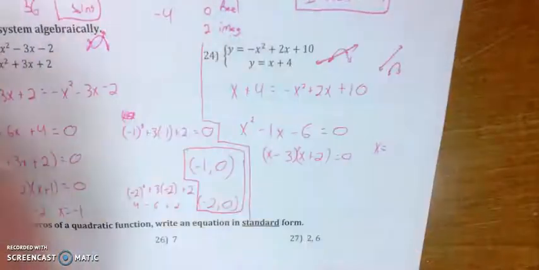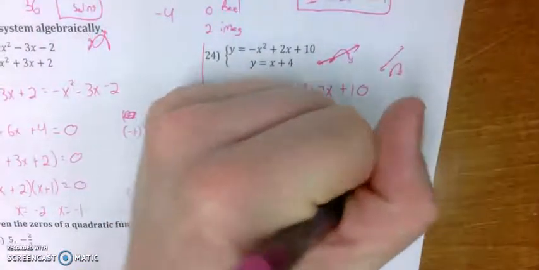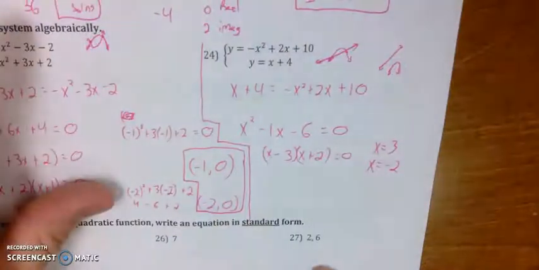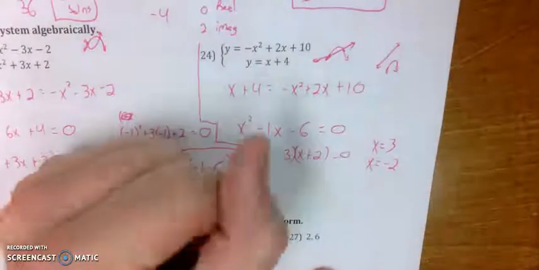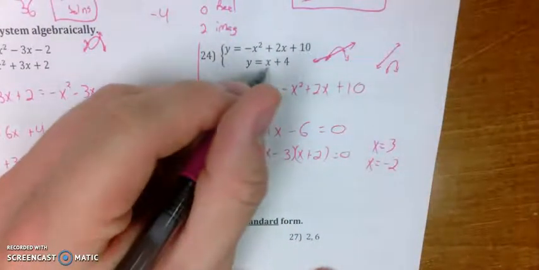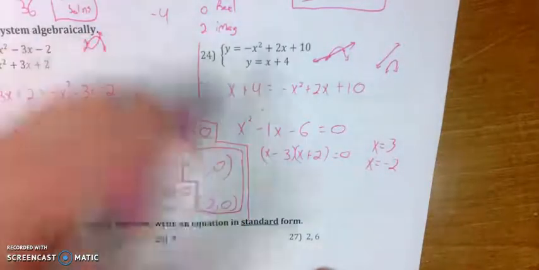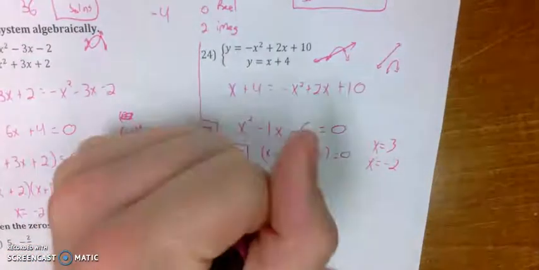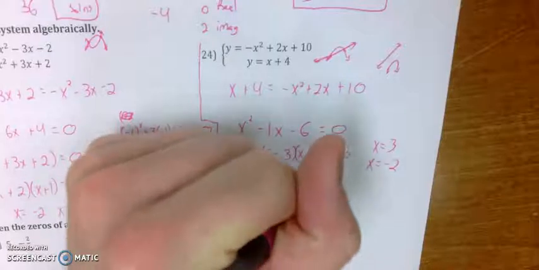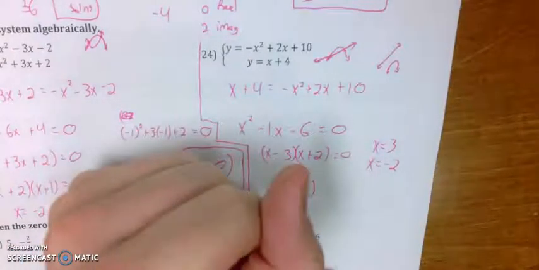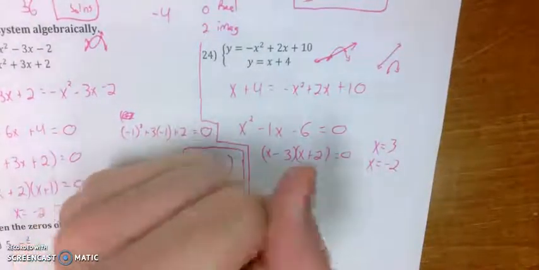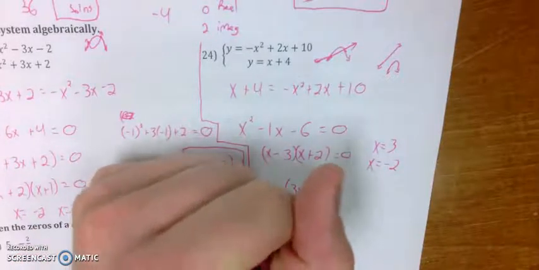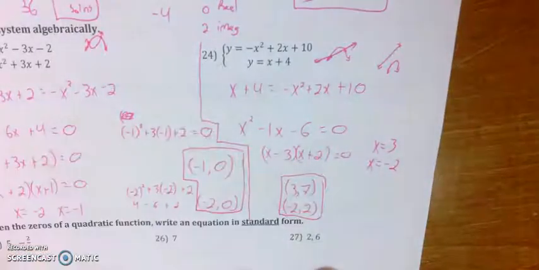Therefore, x equals 3, x equals negative 2. So then I get my points. I'm going to plug them into this equation because that seems a lot easier than this guy. See, 3 plus 4 would be 7, so 3 comma 7. Negative 2 plus 4 is 2, so negative 2 comma 2. Boom, done.